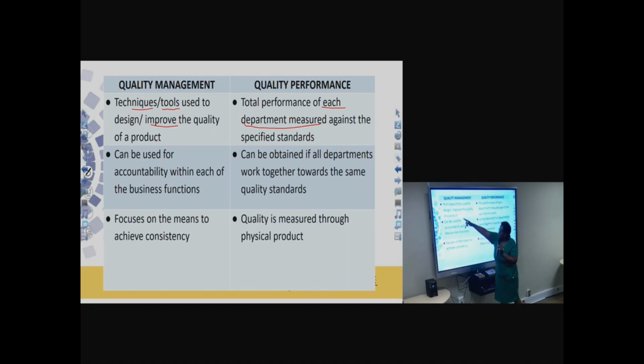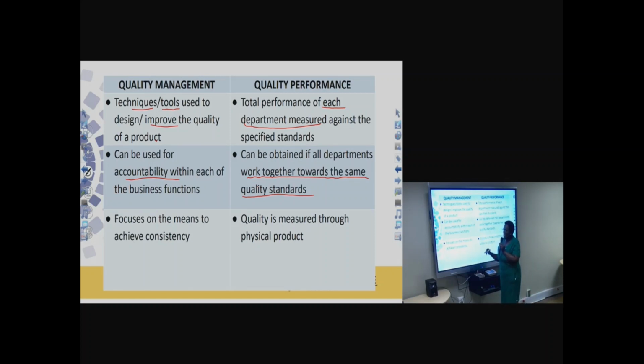With this one, it is the tools. Then with quality management, remember, you are managing quality and you are using the tools. It means that it can be used for accountability with each department, that is, each business function. It serves as an accountability measure. And with quality performance, all departments must work together towards the same quality standard. You can't expect one department to have one set of expectations and another to have other expectations. They must come together so that they achieve one goal.